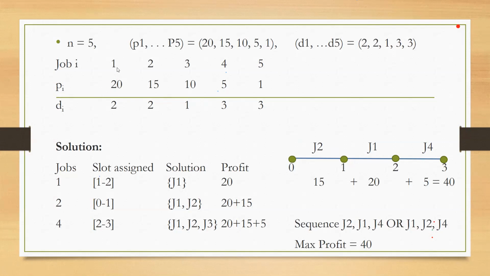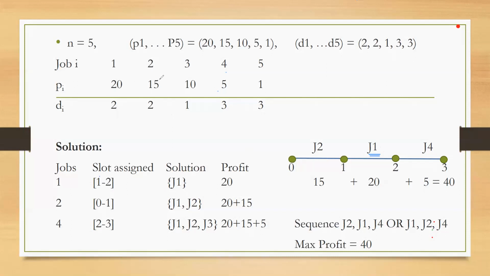Now, as usual, you have to pick the job with the highest profit. The job with the highest profit is job 1, that is 20. So 20 can be processed first. Look at its deadline. Its deadline is 2. That means it can take a maximum of 2 units of time, so it can be done either in 0 to 1 or 1 to 2. Since both are free, we take the last slot, 1 to 2, and we assign job 1. So job 1 is assigned in this slot 1 to 2. Next, write its profit here. Its profit is 20.